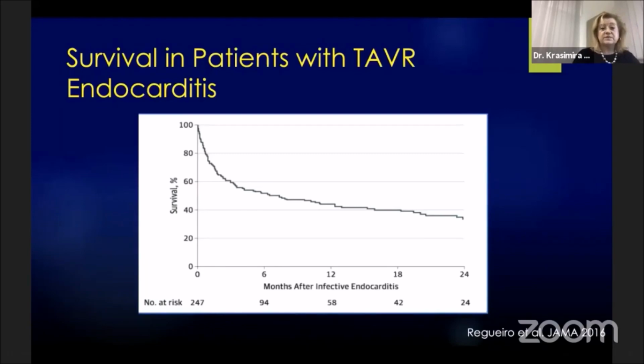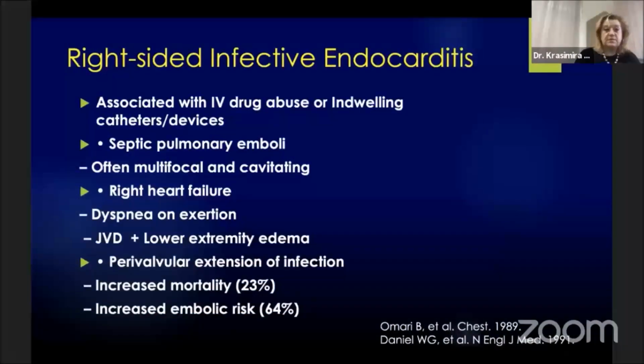Survival in patients with transcatheter aortic valve replacement endocarditis is around 24 months after the endocarditis is found and they receive the normal treatment with antibiotics.